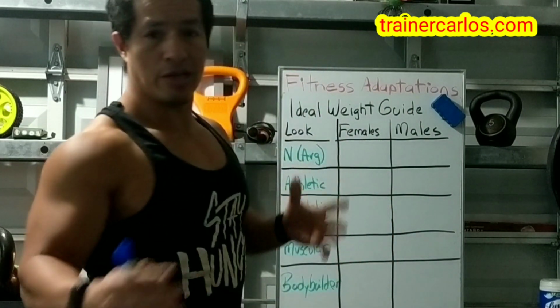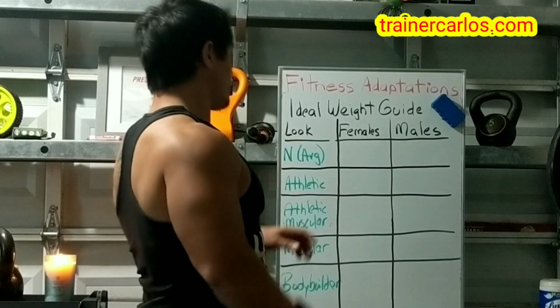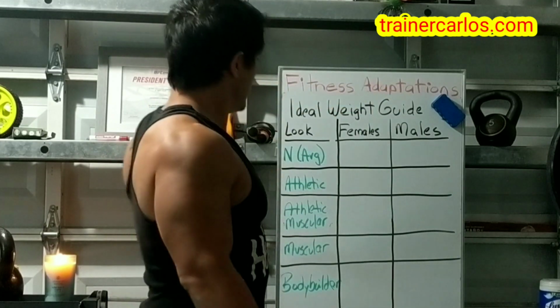Because in my opinion, health and fitness is not a lifestyle, it is your life. It is how you should live. It's all about adaptations. That's why I wrote the book, Fitness Adaptations, because your body is going to adapt to whatever you tell it to do. Whatever program you design, your body is going to adapt, and that's how you create your program and you get the results. So let's talk about the ideal weight guide.